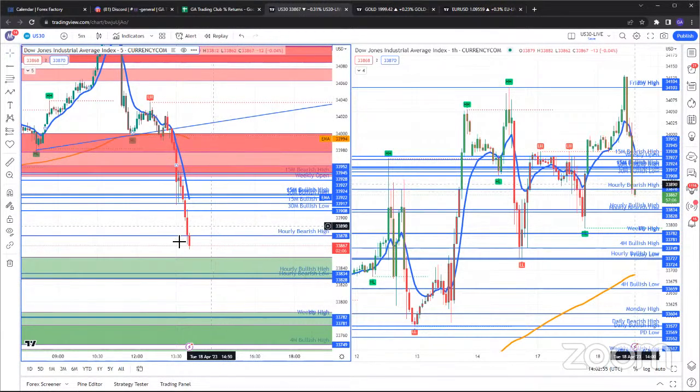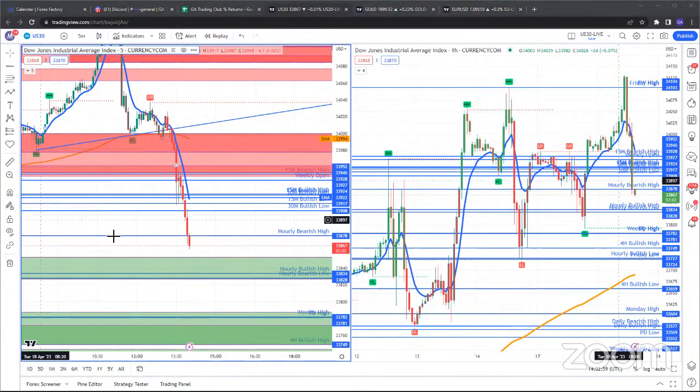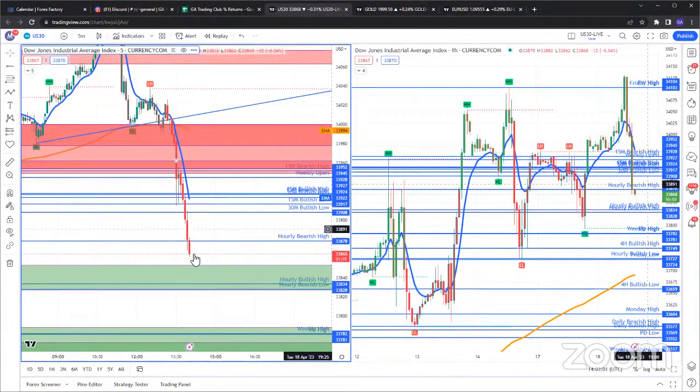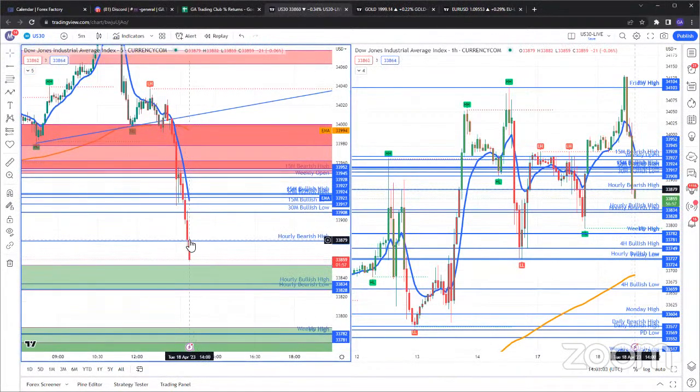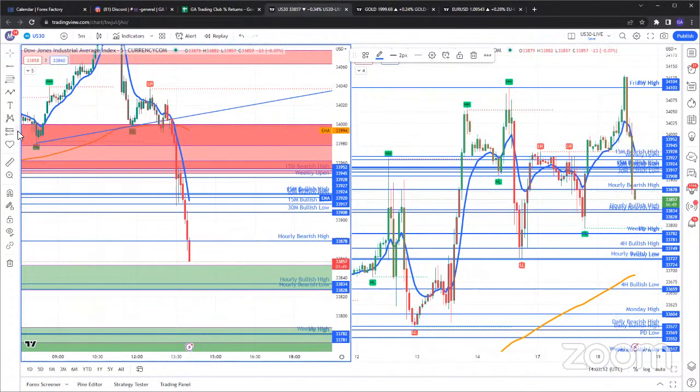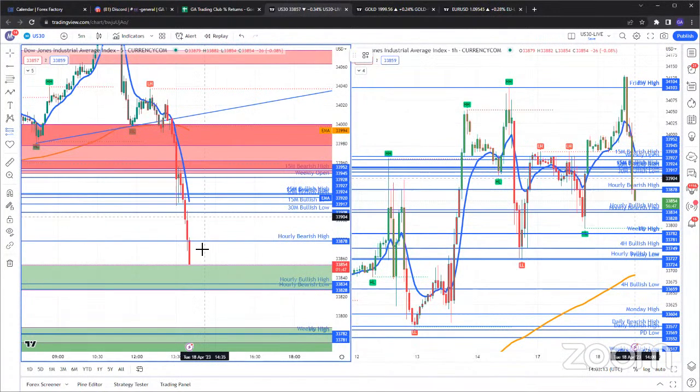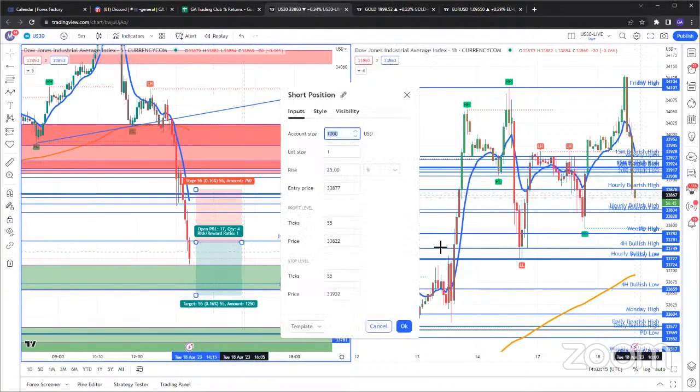Yeah, so this hourly bearish high is still valid. What we're looking for is closure below and retest and closure below. This particular candle just closed above. So what we need, if this candle closes below, we're looking for the next candle to retest the hourly bearish high and then close below. And at that point, that would be the sell on US 30.